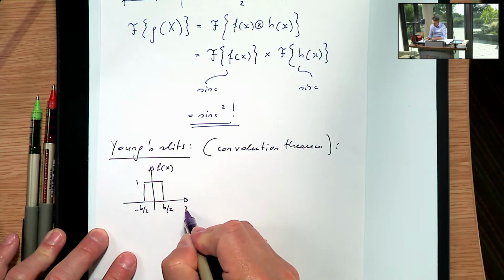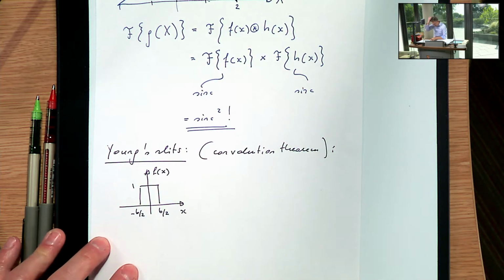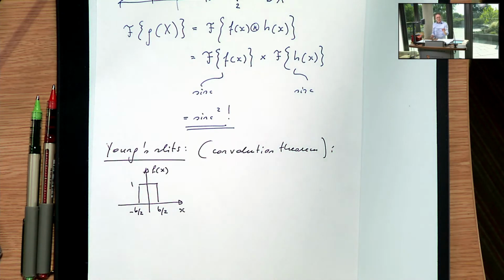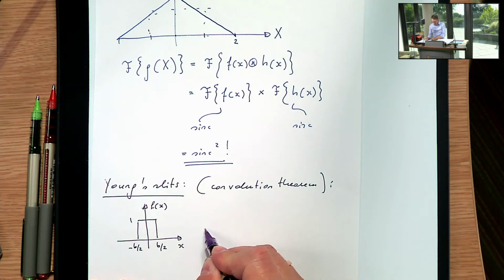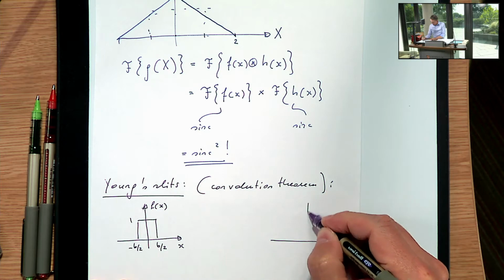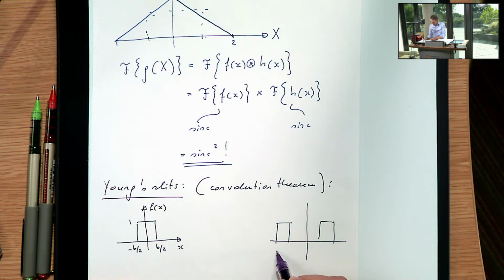That's x. And so that's one slit, but of course I have two slits, and let's suppose the two slits are separated by a distance a from one another. Then the actual double slit looks like this. Each slit has width b.